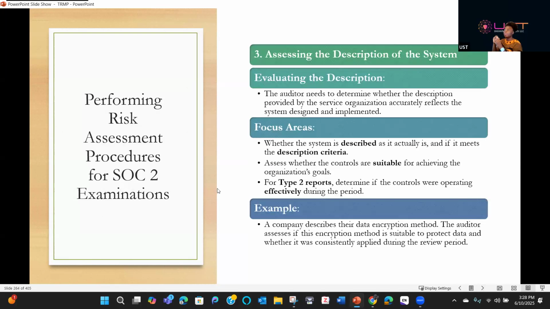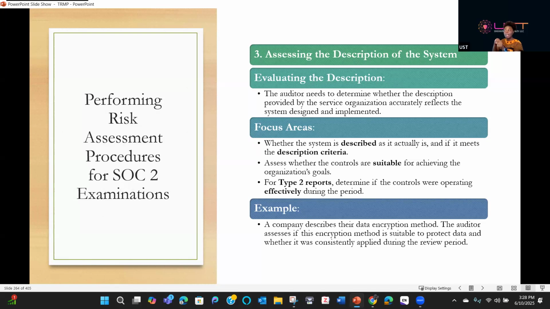Then assessing the description of the system. You want to evaluate the system description, where the auditors need to determine whether the description provided by the service organization clearly reflects the system as designed and implemented. And these are all things that we've covered already. And what are some of the areas where they're going to focus on? If you look here, we have some words that are bold-marked, right? Rather, written in bold.